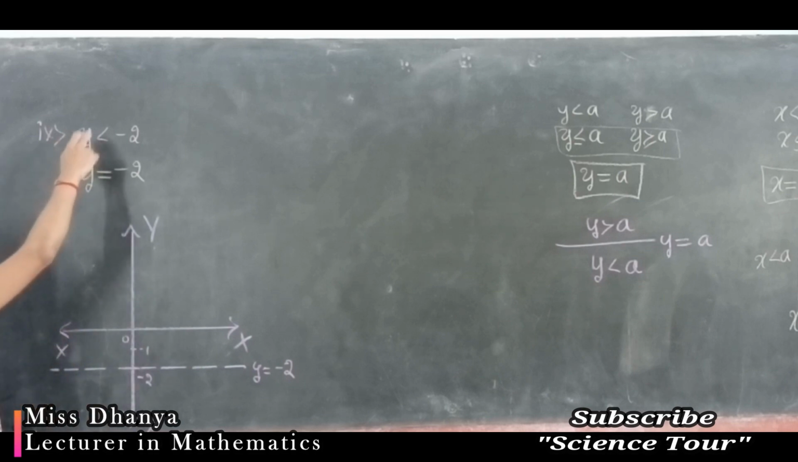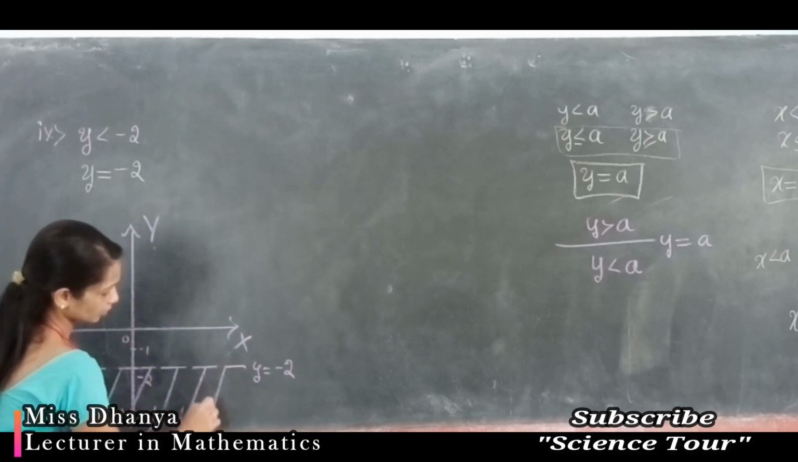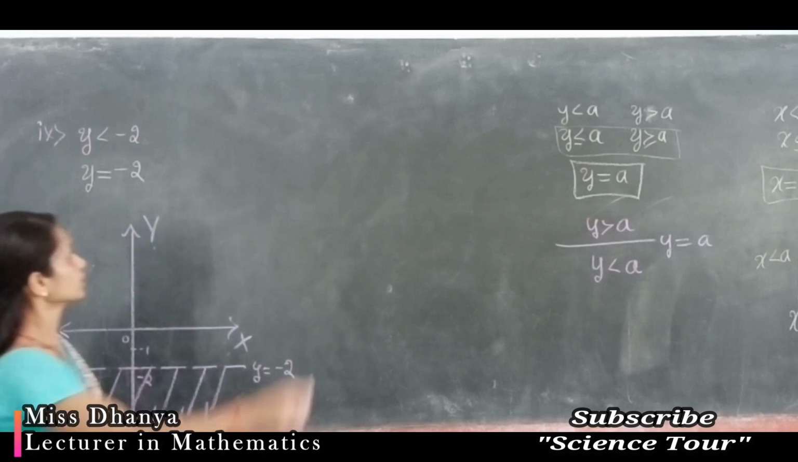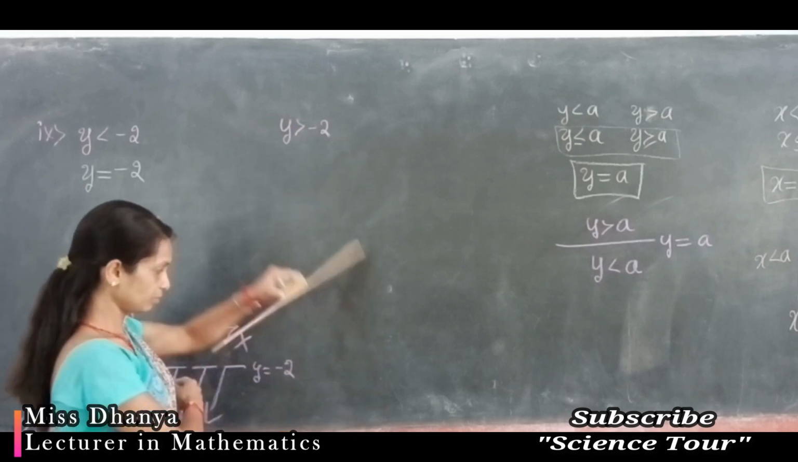Since you have y less than minus 2, you have to shade the lower half plane. So this is the solution region of this inequality. Suppose you have y greater than minus 2, then you have to do the same type.